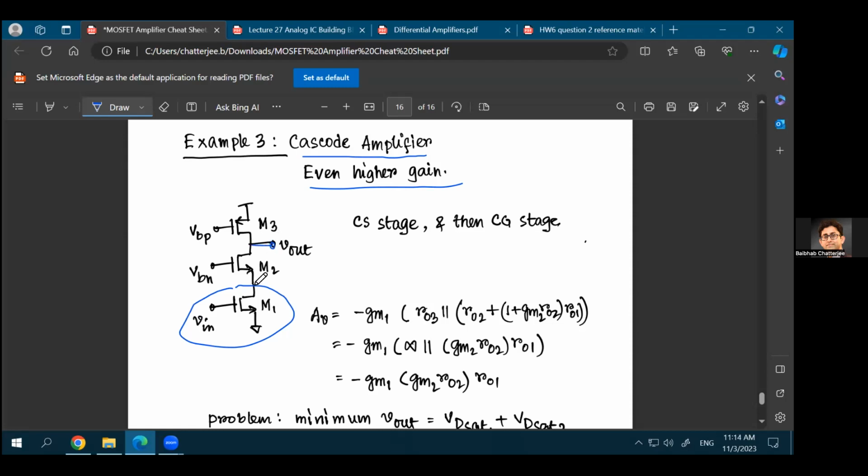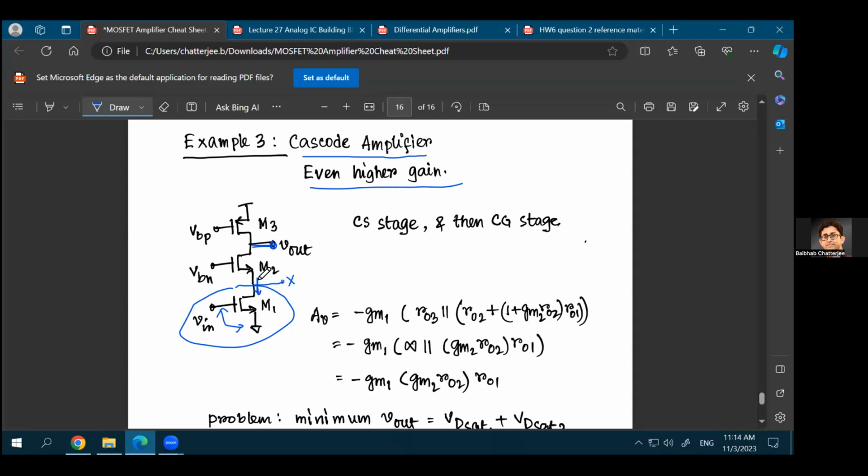You're not taking the output at the drain of the first transistor. You're not taking the output over here. You're taking the output at this point. So what that means is that this common source stage is creating a current corresponding to this input voltage. So at this point, you create a current that is GM times VGS of the M1 transistor. So GM1 times Vin is the current that you'll see at this node.